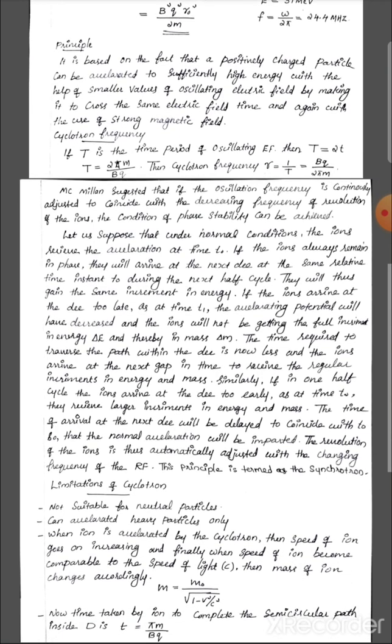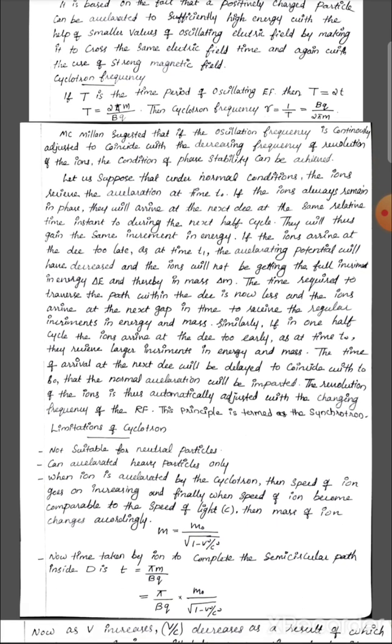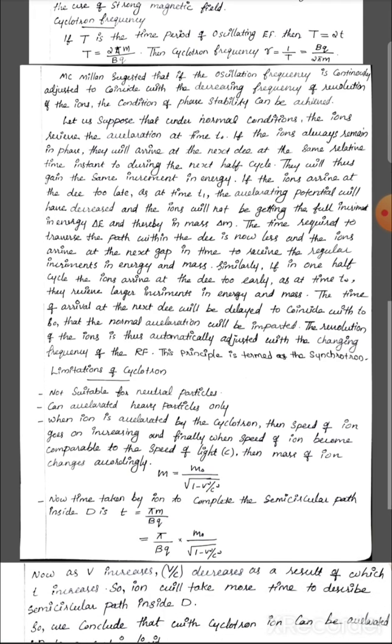Then the cyclotron frequency. If capital T is the time period of oscillating electric field, then capital T is equal to 2 into small t. Then capital T is equal to 2 pi m by bq. Then the cyclotron frequency mu is equal to 1 by T, that's equal to bq by 2 pi m.